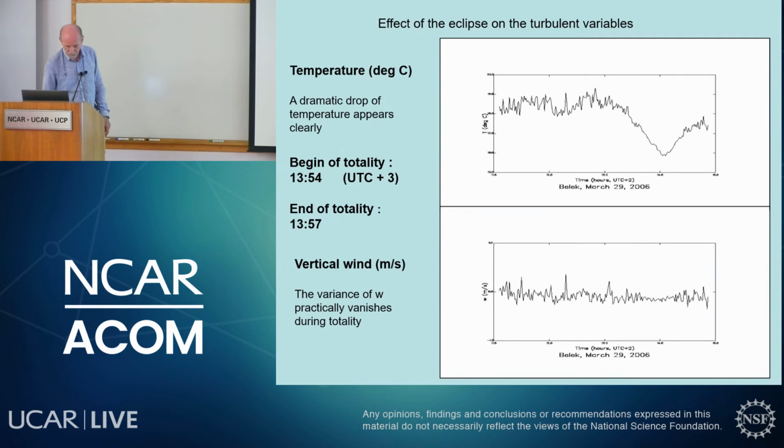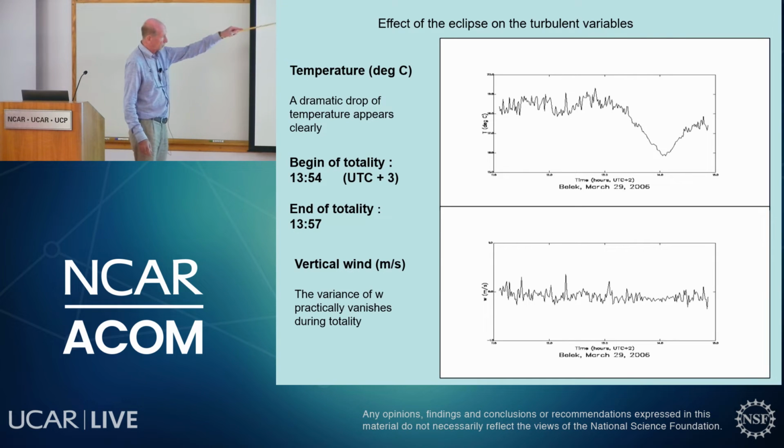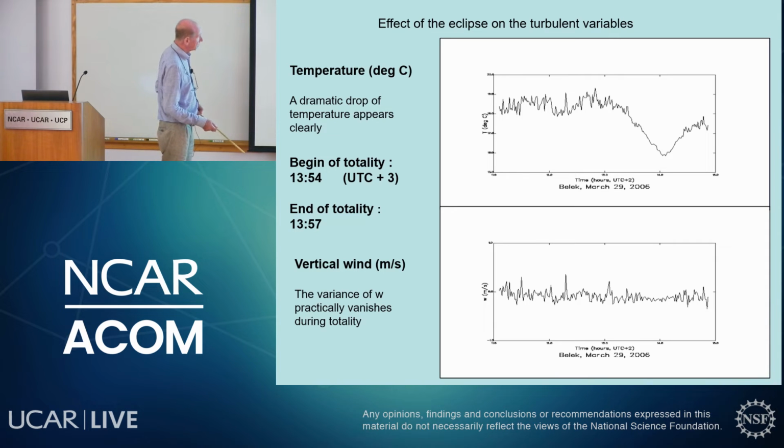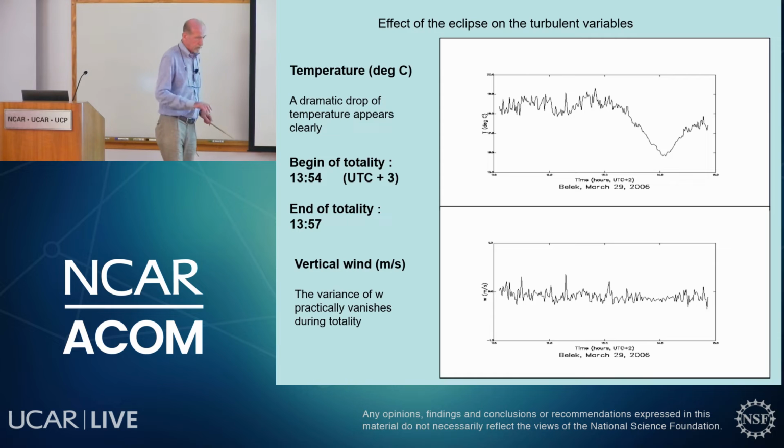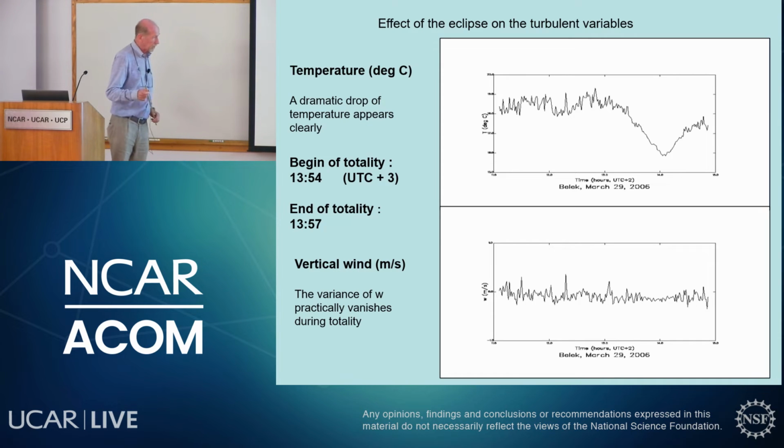Now, some results. You can see, of course, that the temperature is dropping a lot, by, I think, maybe 3 degrees. And the turbulence practically disappears during the total phase of the eclipse. Then you have the vertical wind, which is quite turbulent before the eclipse. Here, during the central phase, it's very calm.